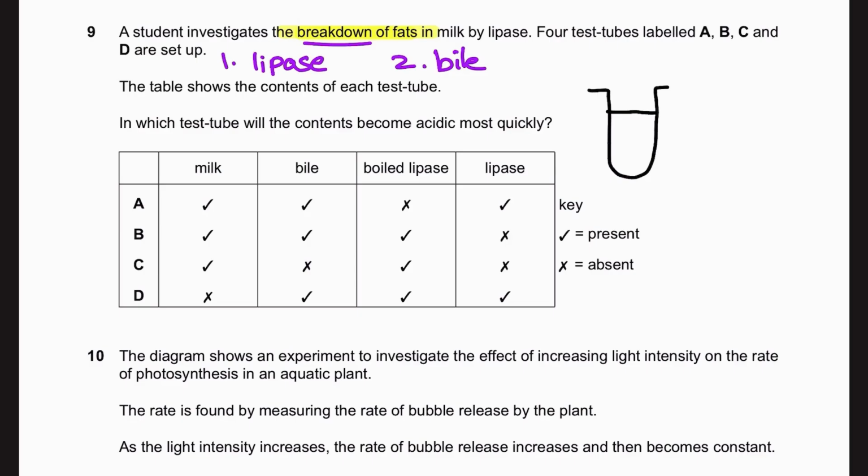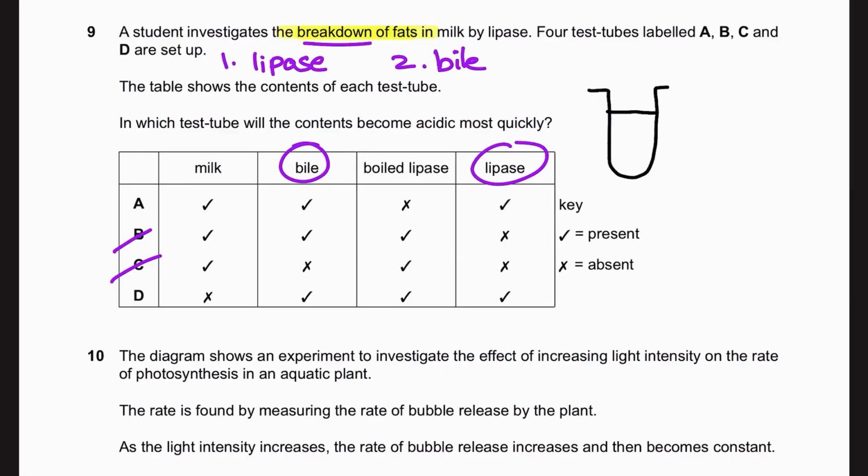So therefore, in my test tube, for anything to happen, I definitely need the bile. So this eliminates C, because C doesn't even have bile. Forget about it. You cannot successfully digest fats and lipids without bile. I also need lipase, right? So I definitely need lipase. So that eliminates which one? That eliminates B, because B doesn't have lipase. So now I've narrowed it down to A and D.